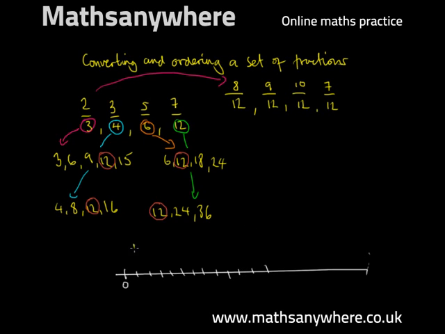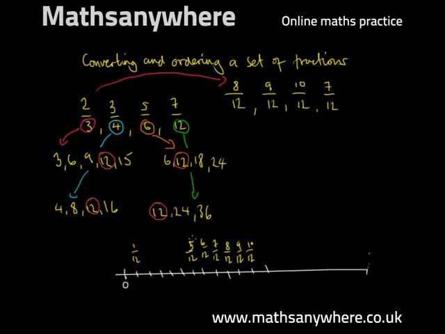We'll say that this point here is 1/12. We won't bother with all the fractions we could put up, but we're going to go up in twelfths. So we've got 1/12, 2/12, 3/12, 4/12, 5/12. And we've got 6/12, 7/12, 8/12, 9/12, 10/12. And by that point, we've ordered our fractions.